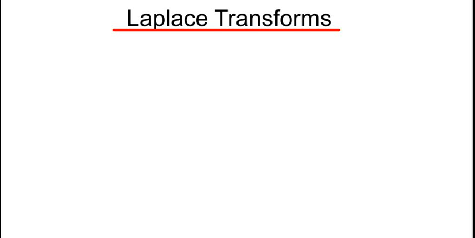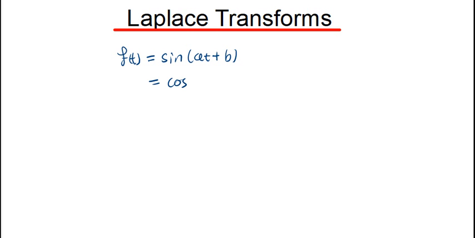There are times when, let's say, you are given your function f of t to be equal to sine at. Instead of just saying sine at here, this can also be written as, let's say, the angle is at plus b. Keep in mind this can as well be cos at plus b. I want to go through this step by step, trying to show you what those two are equal to. But of course, I'll just try to use one.